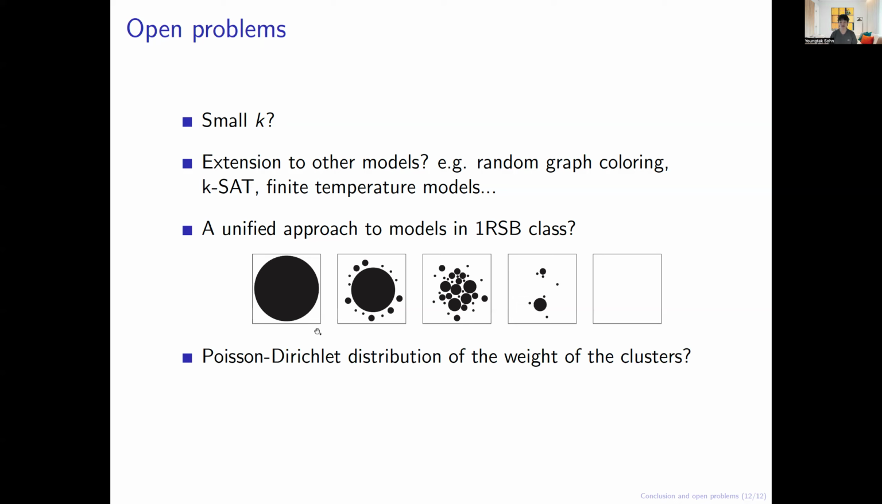Also, there's a refined conjecture from statistical physics that the weights of the clusters in the condensation regime follow a Poisson-Dirichlet distribution, and this is also a wide open problem, which would be very interesting to establish. Finally, it would be very interesting to establish efficient algorithms for finding or sampling a solution, and also to understand matching algorithmic hardness for these problems.